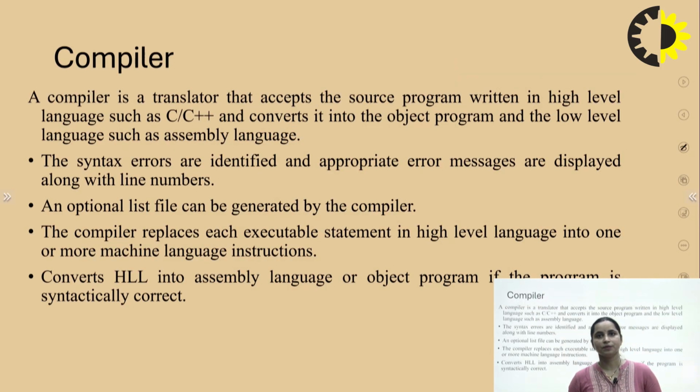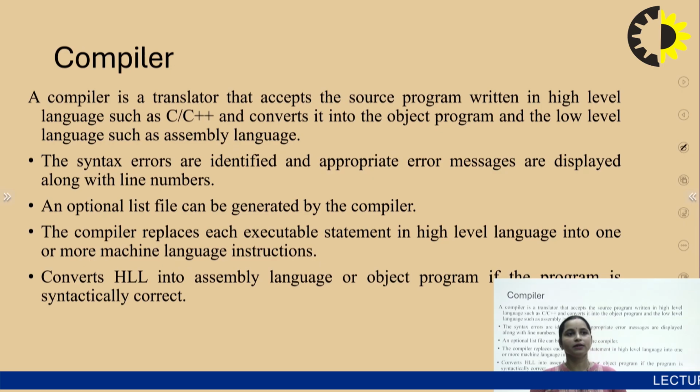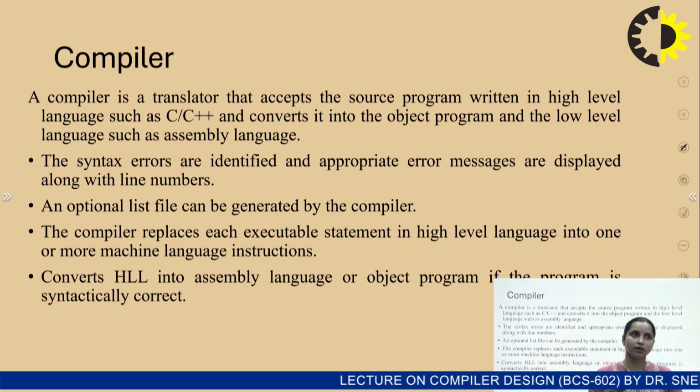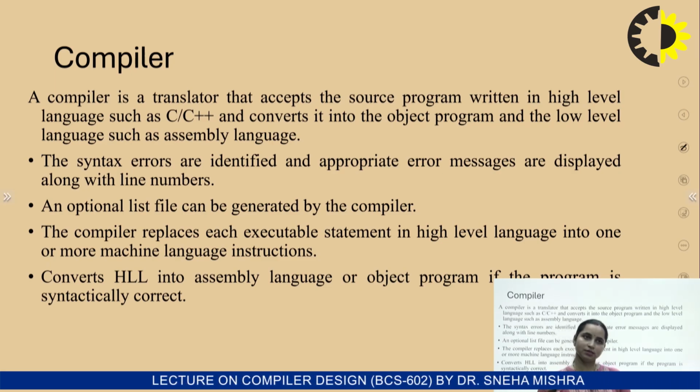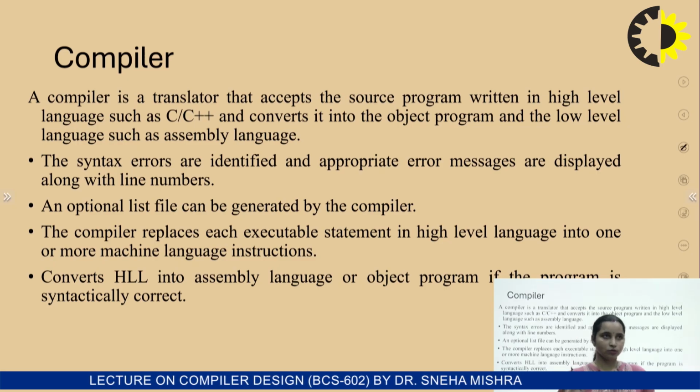So this is the preprocessor. Now it is the job of the compiler. What does the compiler do now? The compiler is basically a translator. You have seen in the previous slide what the compiler is doing: it is converting the source program to an object program. So a compiler is a translator that accepts the source program written by us in a high level language like C, C++ or anything, and converts it into the object program in a low level language such as assembly language, right? So what does the compiler do?